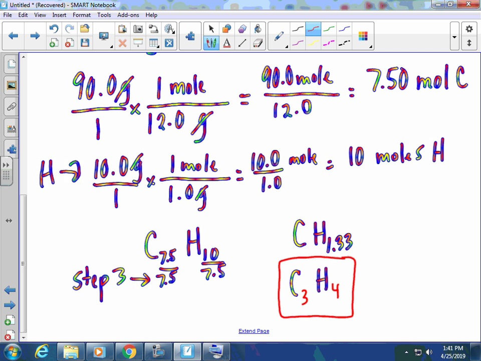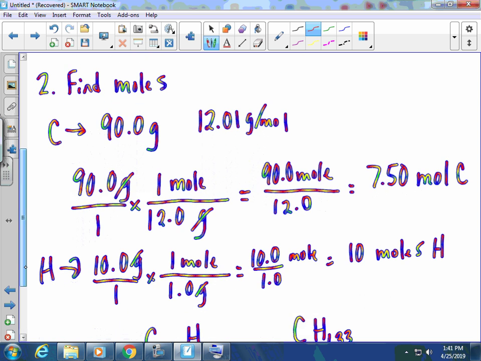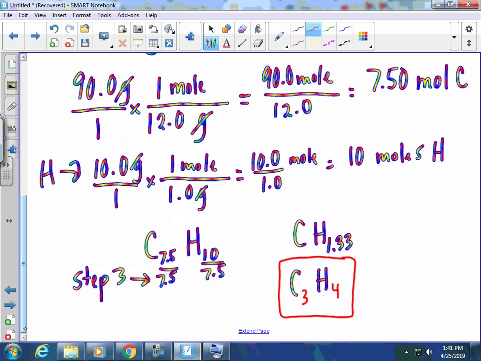Okay? So just run through it real quick again. Step 1, we change those percentages to grams. We're assuming that there's 100 grams. Step 2, find the number of moles of each. Voila. Step 3, take the smallest number of moles and divide it into the others to get a simple ratio. Step 3b, if it doesn't come out to be whole numbers at the end, double them, triple them, whatever you have to do to make them be very close to whole numbers.